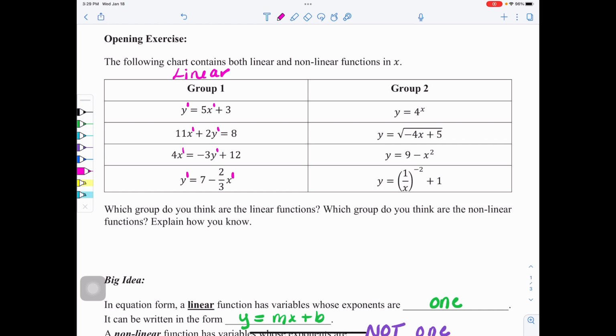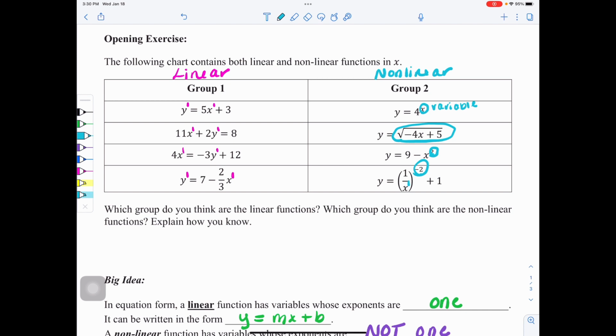If I look at group 2, I see here I have an exponent that's a variable. In the second one, I see that there's a variable, but it's actually under a square root. So that makes it different. In the next one, I see an exponent that's not a 1. And in the last one, even though there's a 1 on this x, there's an exponent here that's not a 1. So these are my nonlinear functions.